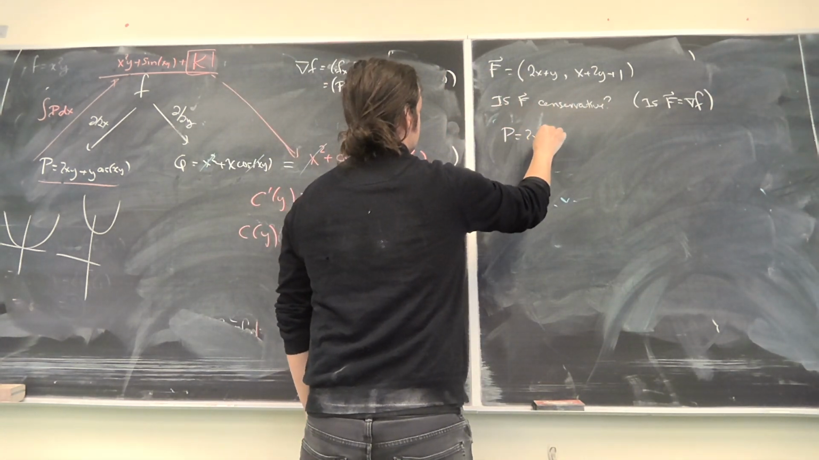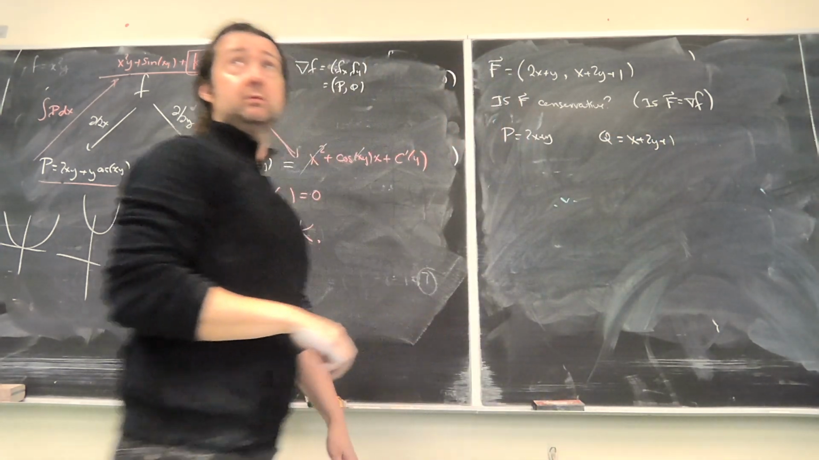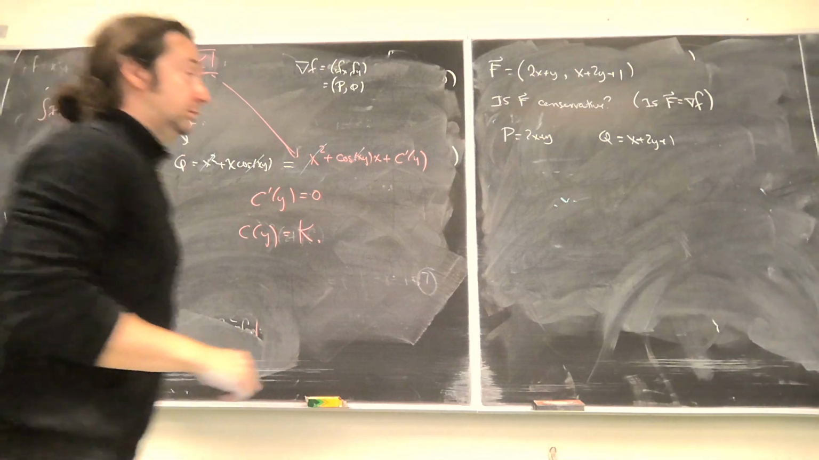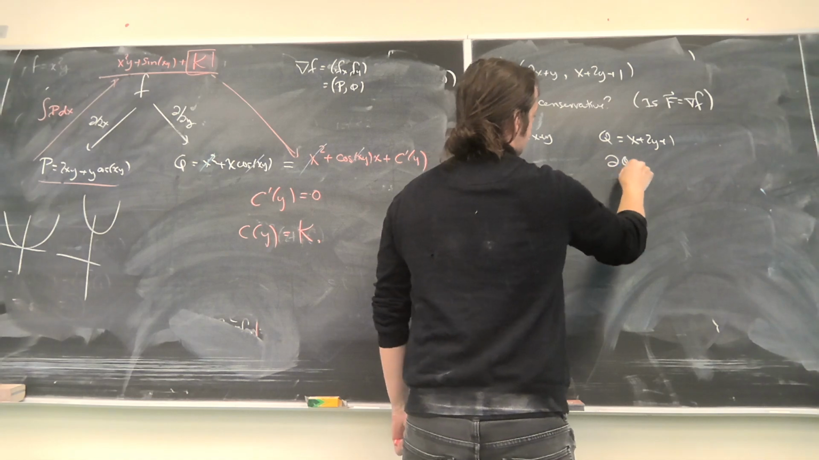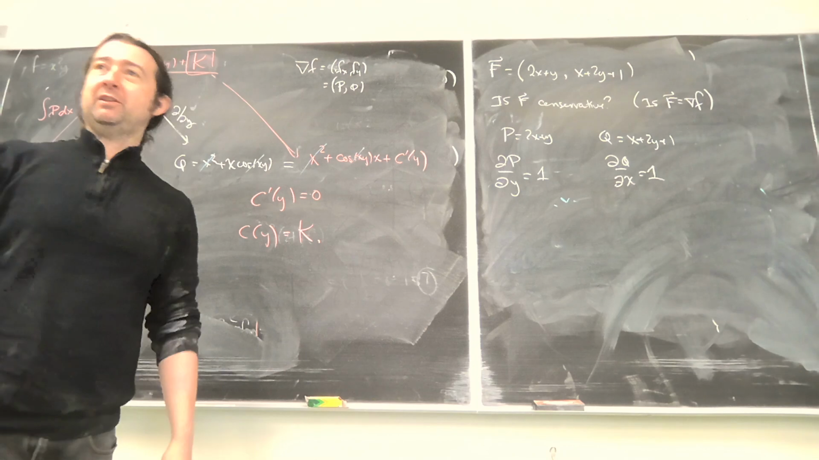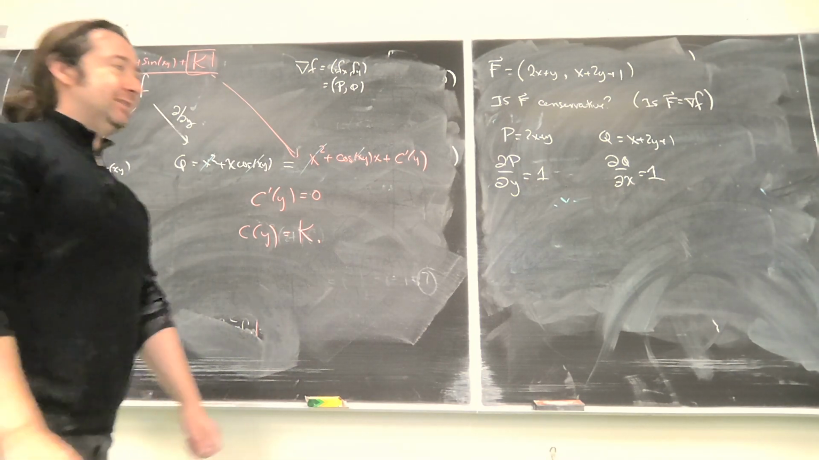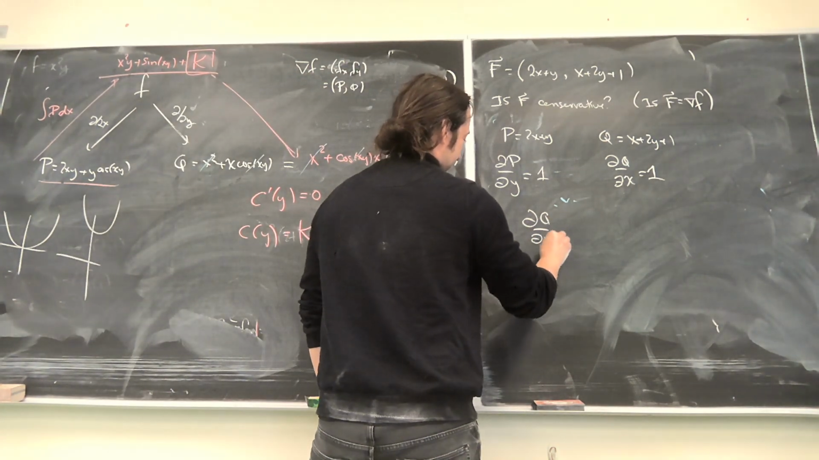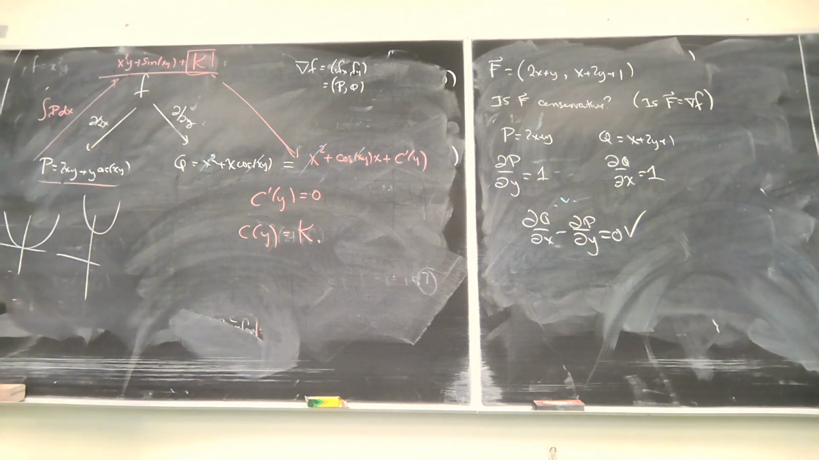P is equal to 2x plus y. Q is equal to x plus 2y plus 1. dp dy is 1. dq dx is 1. Oh, they're equal. It's almost like I'm thinking of potential functions and taking their gradients to make sure that these actually have answers. That means that dq dx minus dp dy is equal to 0. So yes, there is a potential function. Now let's find it.